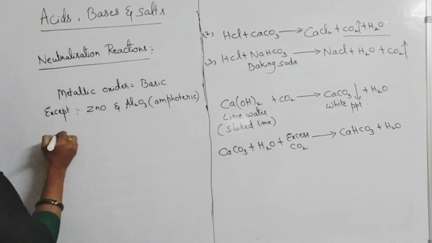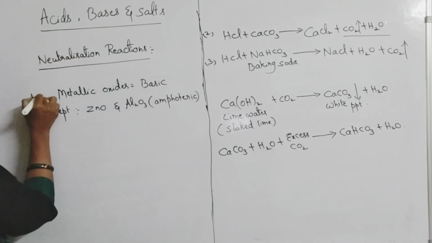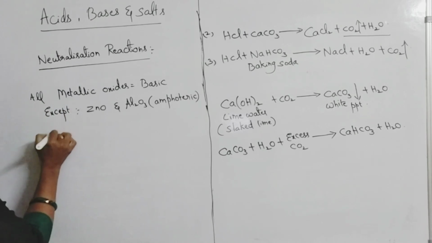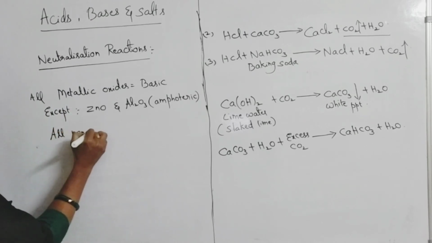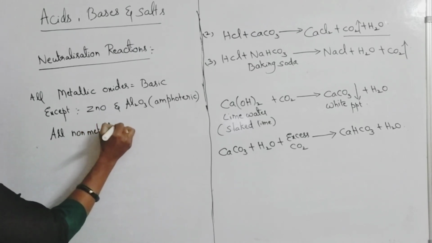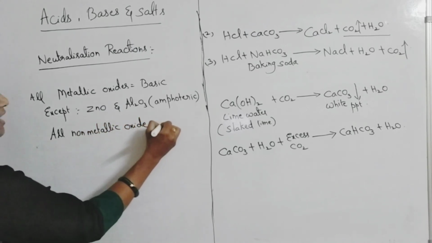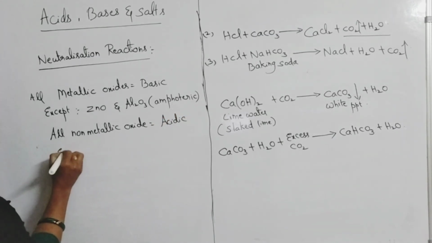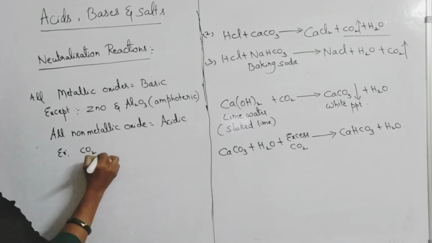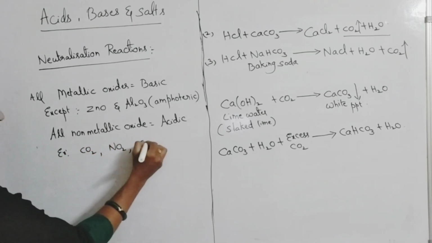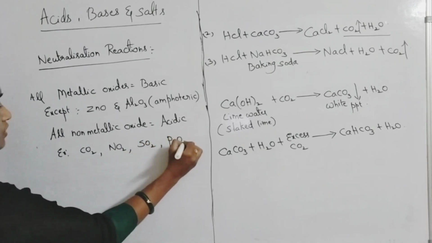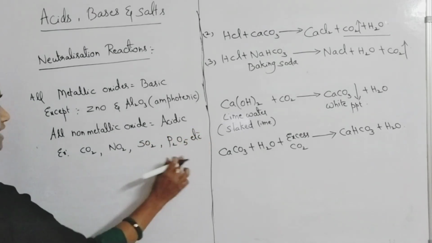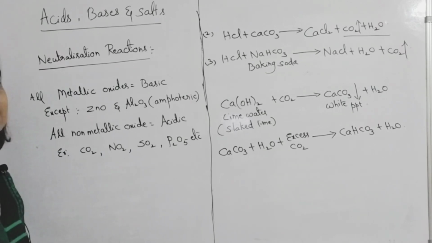Please remember. And all non-metallic oxides are acidic in nature. Like you can take the example of CO2. Carbon dioxide is acidic. Nitrogen dioxide, sulfur dioxide, phosphorus pentoxide, all these are acidic oxides. Non-metallic oxides are acidic, metallic oxides are basic in nature. So please remember that point.